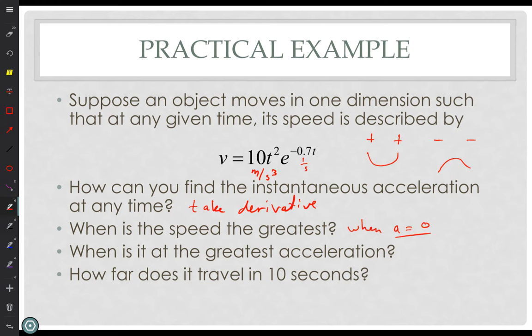What happens if the second derivative is 0? You have a momentarily flat line, and it could be an inflection point, or it still could be maximum or minimum. So you have to go further if it's 0. Okay, then we have the next one. When is it at its greatest acceleration? How would you find that?